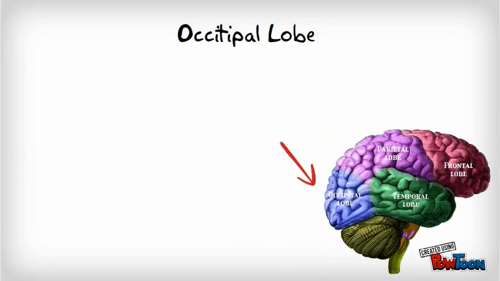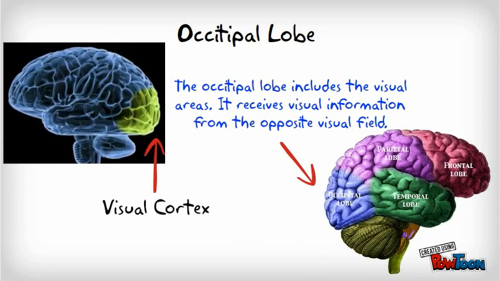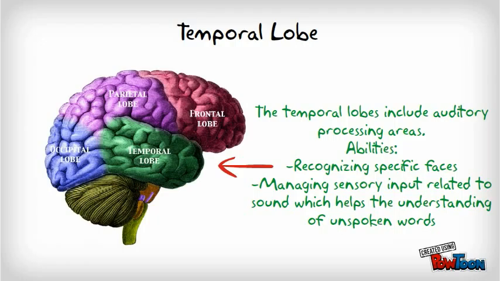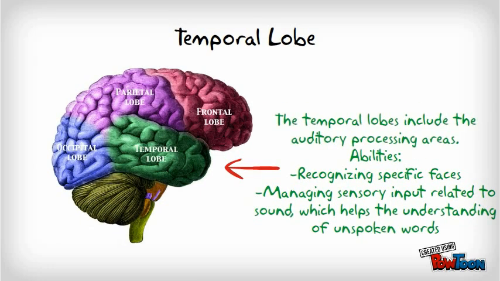The occipital lobe includes visual processing areas. It receives visual information from the opposite visual field. The temporal lobe includes auditory processing areas. Some of the abilities these lobes manage in association areas are recognizing specific faces and managing sensory input related to sound, which helps the understanding of spoken words.